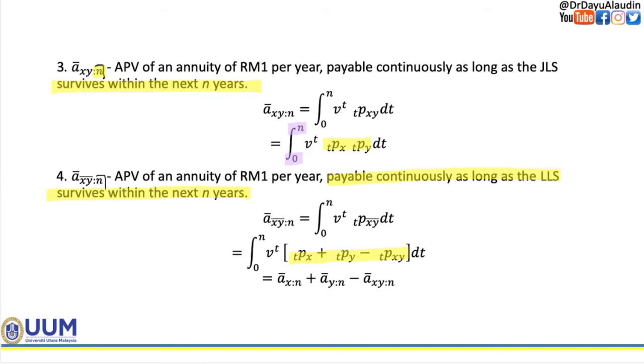We can expand this equation and rewrite it in the notation. It becomes, this is for single life annuity, and this is for JLS annuity.